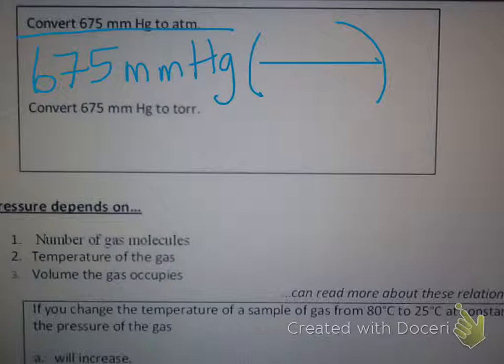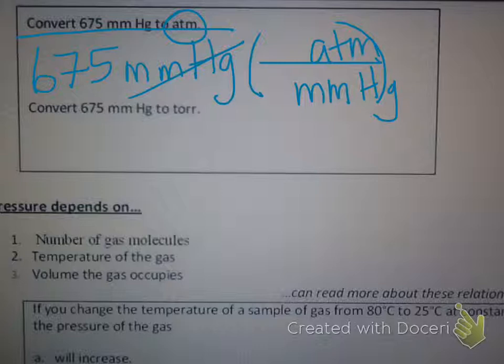Well, we want to get rid of millimeters of mercury, so we're going to put millimeters of mercury in the denominator. We want to convert to atmospheres, so we're going to put that unit in the numerator. Now we're going to add our conversion factor numbers. So we know, I mentioned above, that 1 atmosphere equals 760 millimeters of mercury. So basically what I'm doing here is canceling out the millimeters of mercury and getting us to atmospheres.